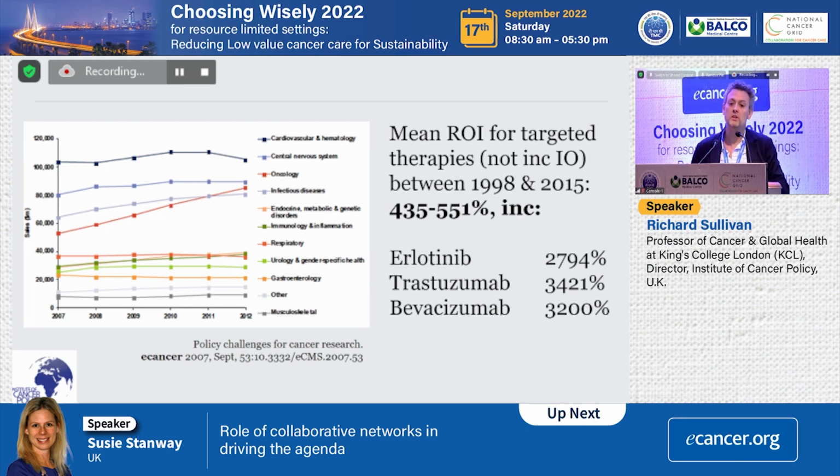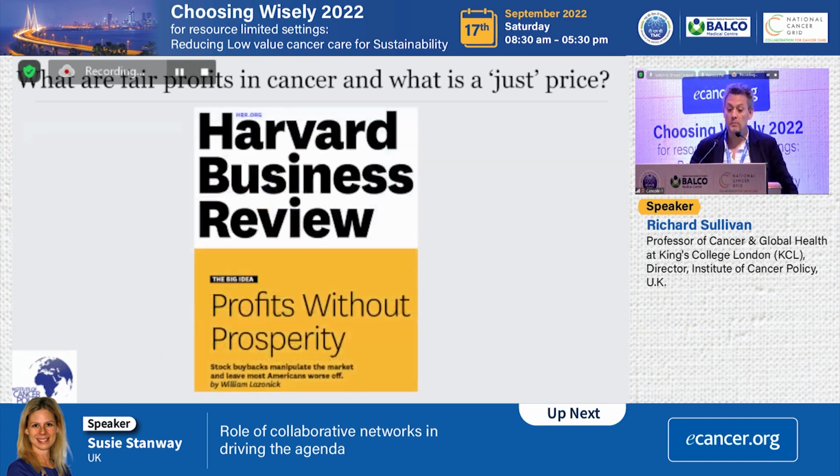There is no commodity on this planet that gets those returns of investment, okay? And that's the percentage for those specific drugs down there. And I've just chosen those drugs out of random. It is absolutely stratospheric, the amount of money that's in the system. And this is the problem. What are fair profits for cancer and what is a just price?